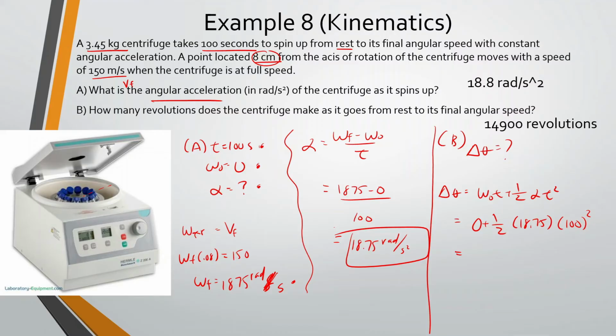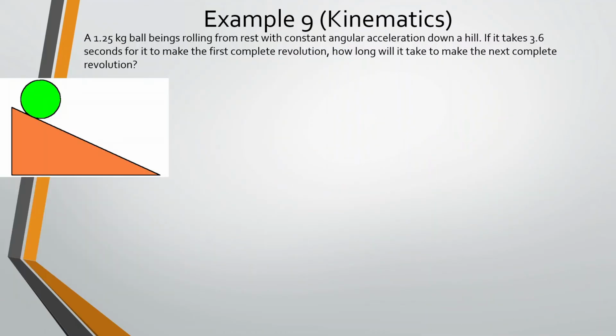Okay, let's put this in my calculator. 100 squared times 18.75 times 0.5, and I get a huge number, 93,750 radians. Remember, this is radians, so let's get this into revolutions. 1 revolution, remember, is 2 pi. So we're going to divide this by 2 pi, making sure to put it in parentheses, and we get 14,921 revolutions.